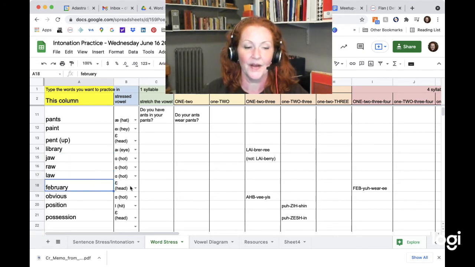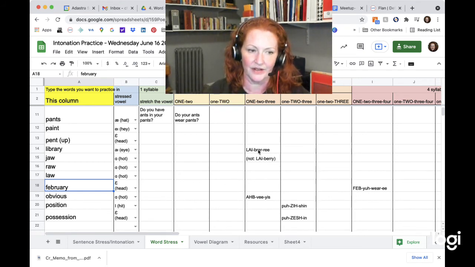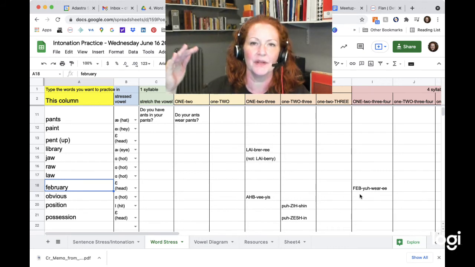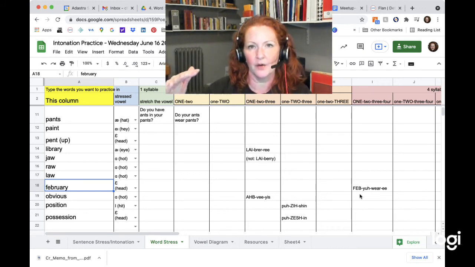And February. This came up because of library. There's a BR there, and we do say that R in library, but in this word, we don't say the BR. We just get rid of the R and make it easier and say February. It can be February, or shortened to February.